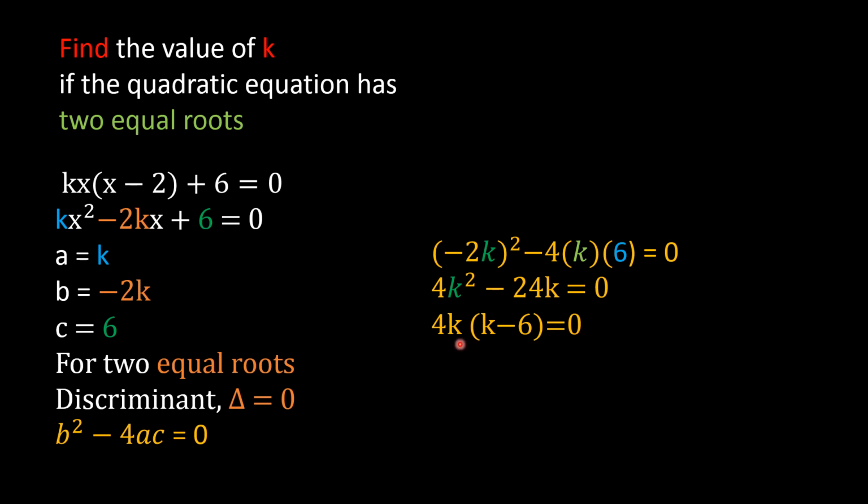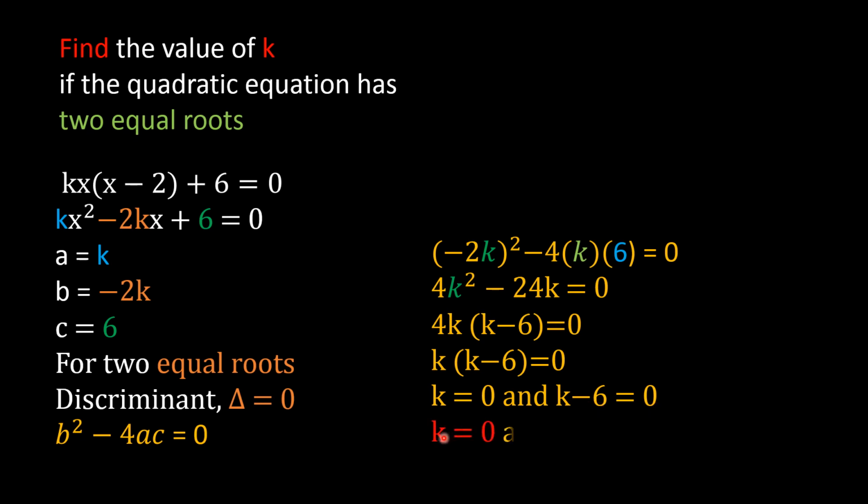We have taken 4k as the common factor. Now we will divide throughout by 4. So it will be k multiplied by (k minus 6) equals 0, because 0 divided by 4 will be 0. So we have two values: k equals 0 and k minus 6 equals 0. So that is k will be 0 and k will be 6. These are the two values of k.